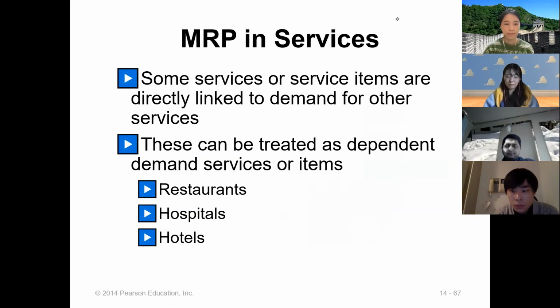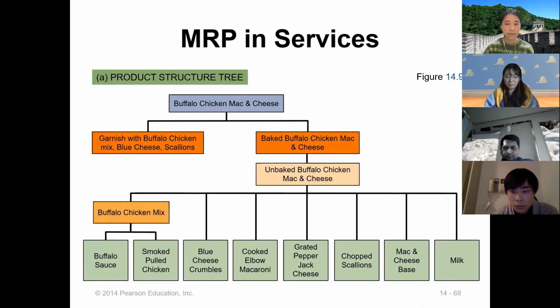Okay, MRP in services. Some services or service items are directly linked to demand for other services. Okay, so this can be treated as dependent demand, restaurant, hospitals. So you can actually also use it as a planning tool for your product. Remember I showed you that there are product structure trees. So you can also use this MRP planning to determine when you're going to order the materials and so on.